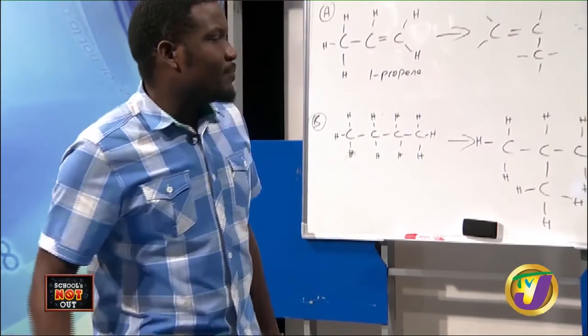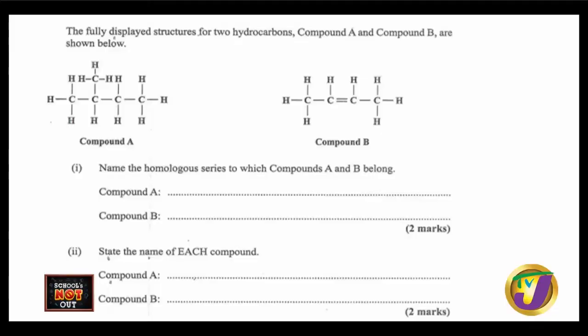Now, if we look at the screen, we see two compounds again. It says which homologous series do they belong to. Again, only single bonds between the carbons. That means an alkane. This one is an alkene. State the name of it.